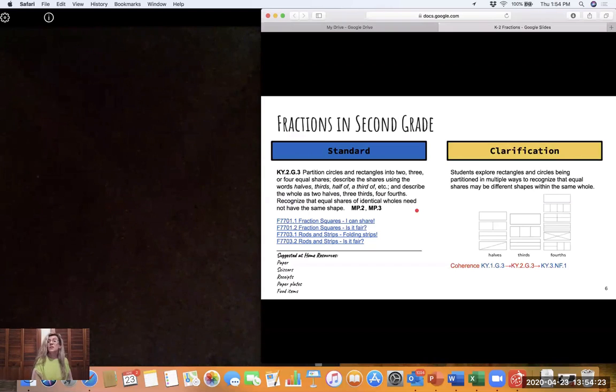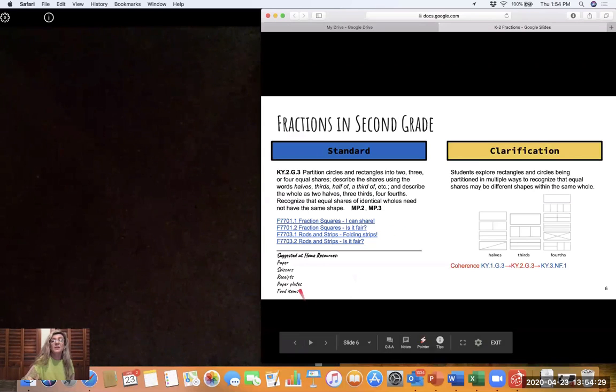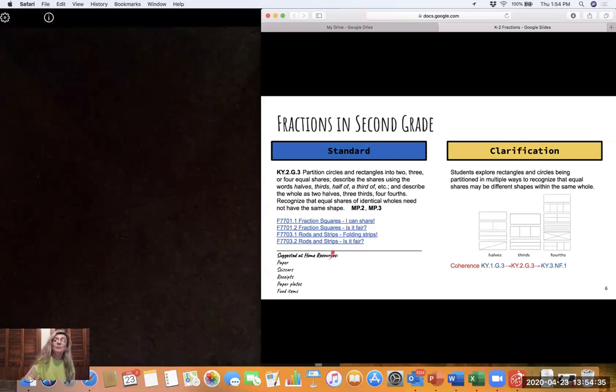Okay, so if you'll remember back to the paper plates, that's another activity that you could do with your paper plates to do that. Also using those receipts again is something we could do again. We've already talked about fraction squares, but it does actually address this standard with point 1. Point 2, is it fair, is the one I want to share with you.